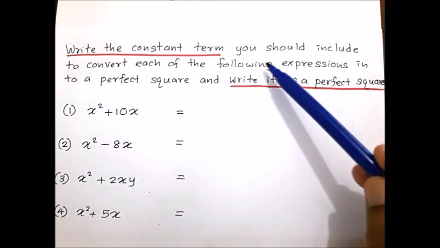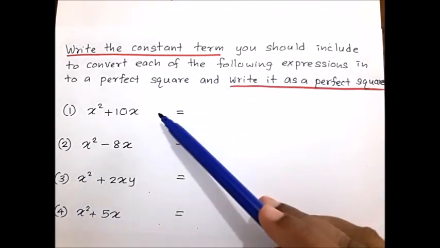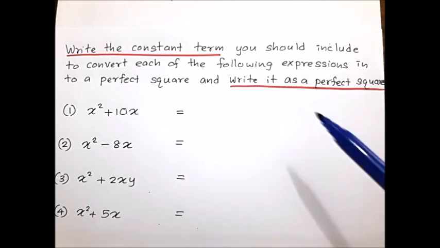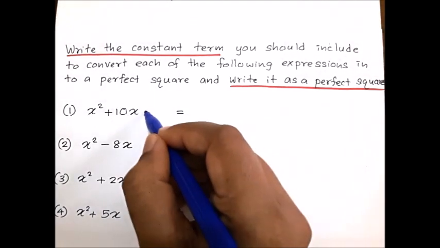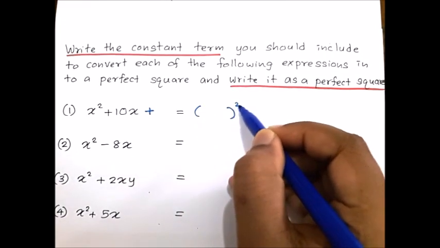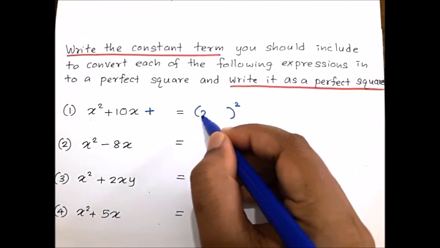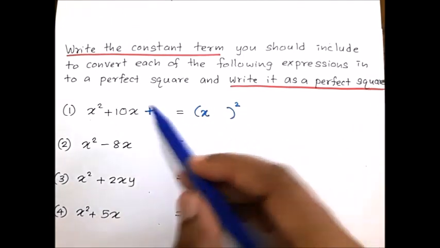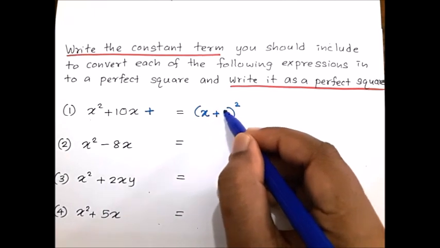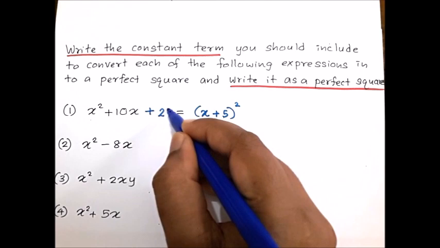Write the constant term you should include to convert each of the following expressions to a perfect square and write it as a perfect square. Here you have to add some term to write this as a square of a binomial expression. Here first term is x. So you can write x here. Then here 10. Divide it by 2. It is 5. When you square 5, it is 25.